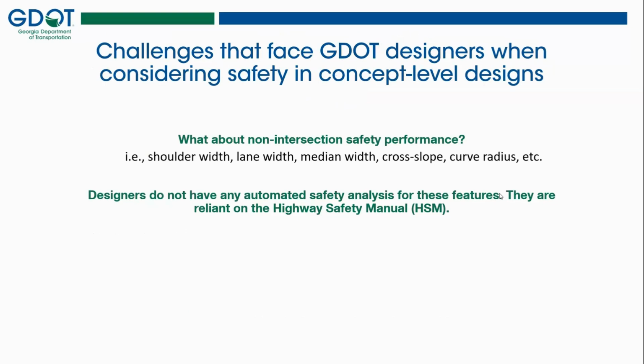So that works really well for us for intersections, but what about non-intersection safety performance? So shoulder width, lane width, cross slope and curve radius, etc. We don't really have any automated safety analysis feature for these. We don't have any one-stop shop or dashboard for this. We're reliant on the Highway Safety Manual, or the HSM.